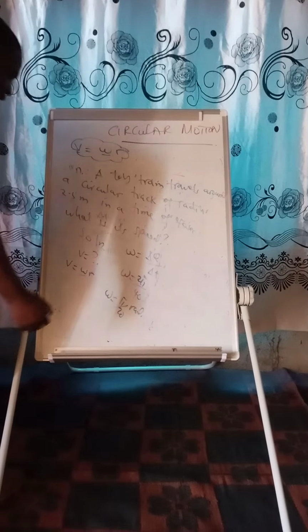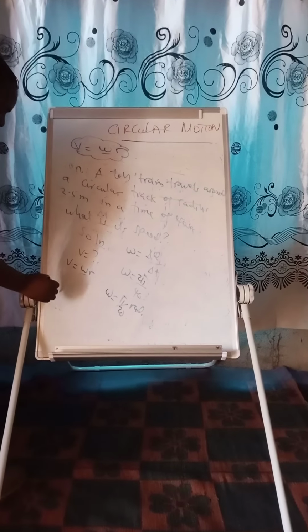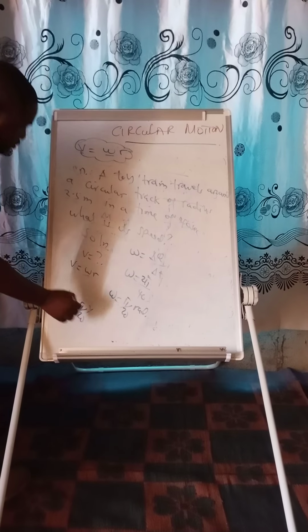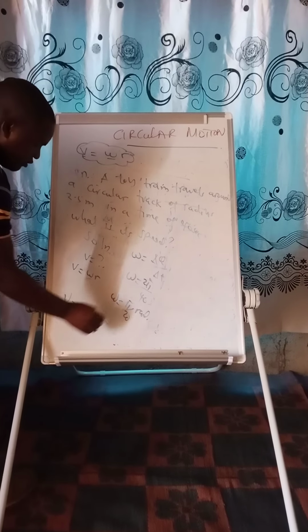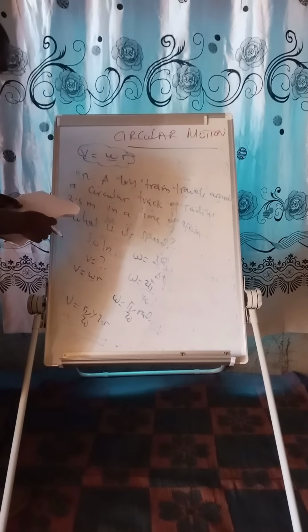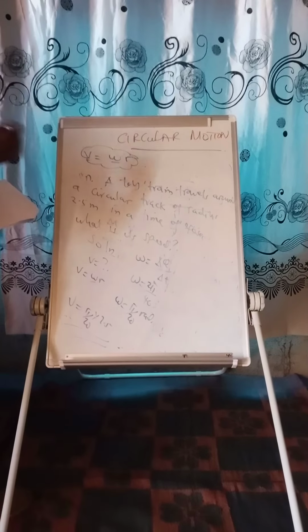So now we have our omega and we have the radius. So our speed will be pi over 20 rad per second times radius 2.5. So this will be our speed, in meters per second.